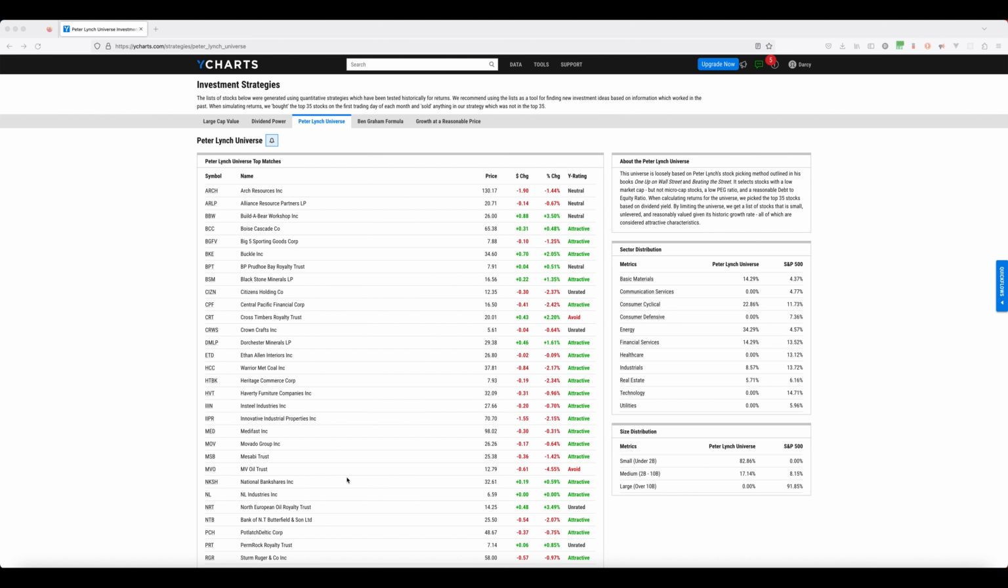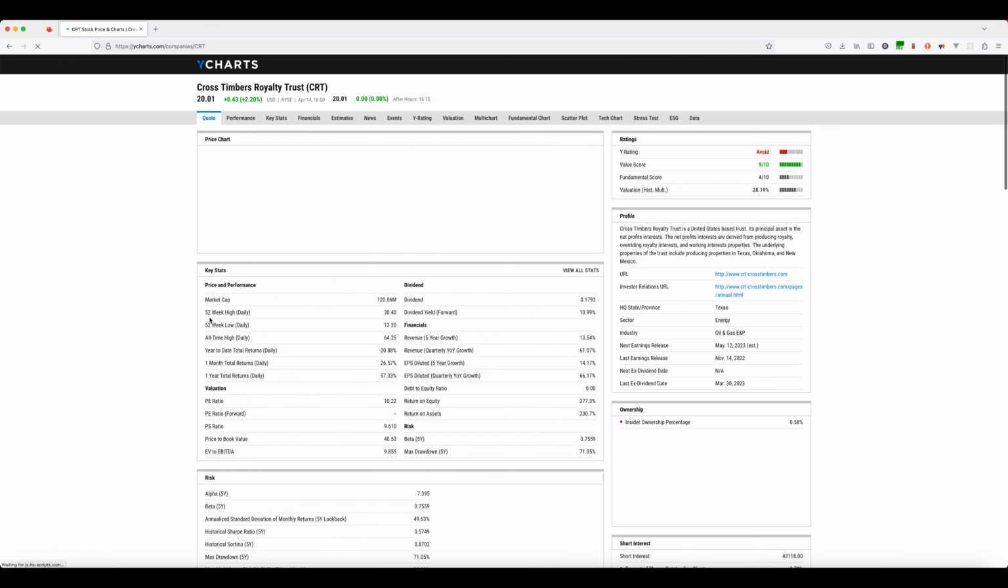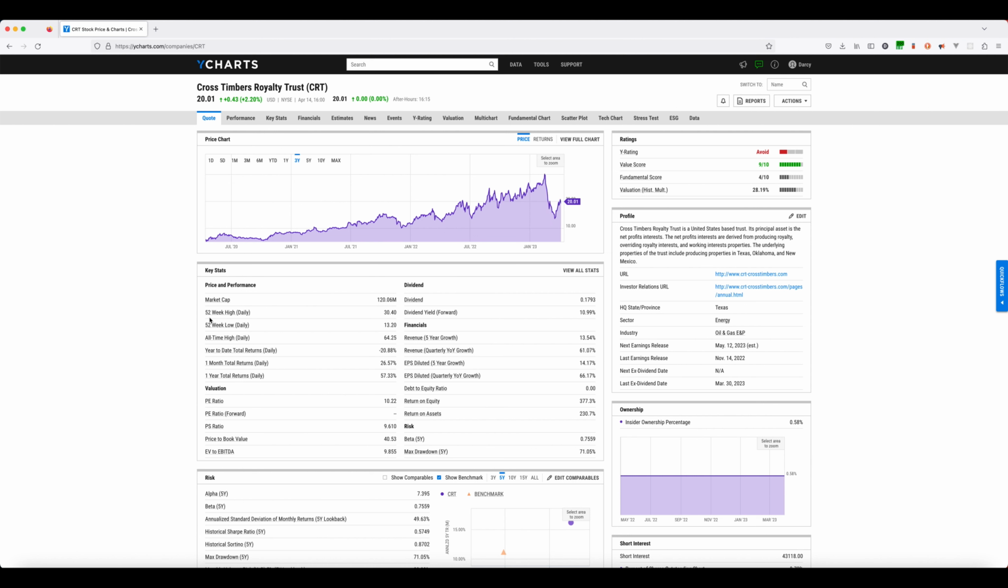So right now I'm going to be taking a look at this company, Cross Timbers Royalty Trust. This is just a quick overview. The ticker symbol is CRT. Keep in mind, I don't know a lot about this company or a lot of these companies. I'm just doing a really quick summary of some of the stocks on this list. So it's not a recommendation. Make sure you do your own due diligence if you're thinking about investing in these.